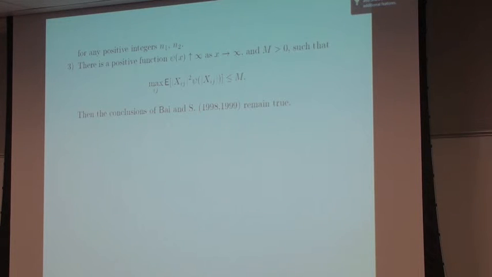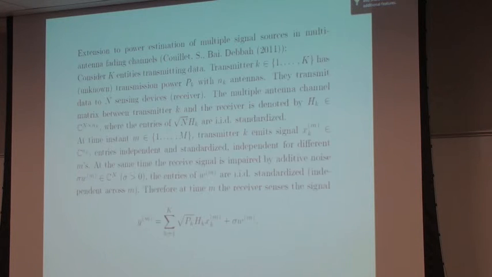And there was another one involving the existence of a function that blows up and a positive n for which the max of all these things is bounded. Then the conclusions of what Bai and I had done on exact separation are true. We're using that for a result in power estimation of lots of signals.